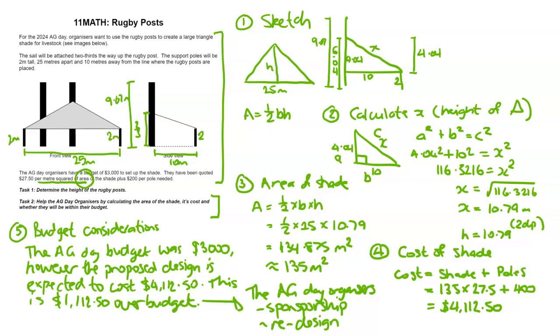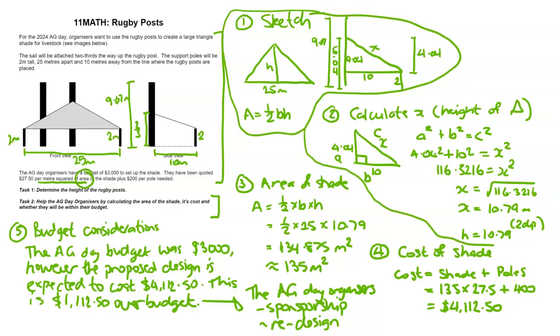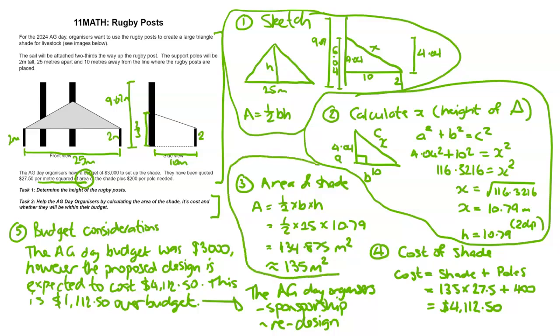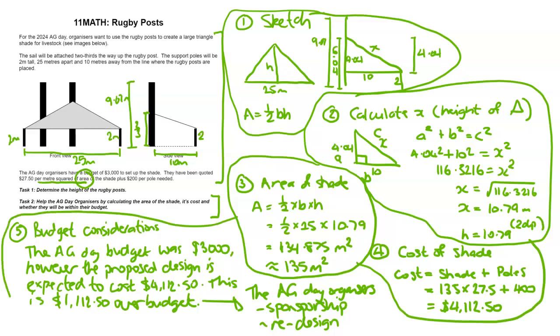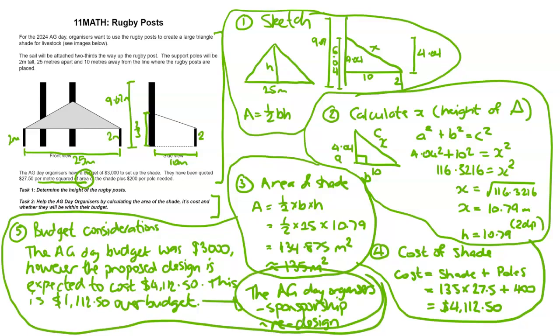So all of that combined is how we're going to get the excellence mark. But it is important. We've got the sketch, so make sure you're doing that. Following that, we calculated the height of that shade triangle. And I think that's where the merit mark kind of locks you in. Following that, we then estimated or calculated the area of the shade, then its cost, and then after that we related it back to the scenario, and we extended our thinking a little bit by chatting about this Ag Day sponsorship and redesign of the shade.